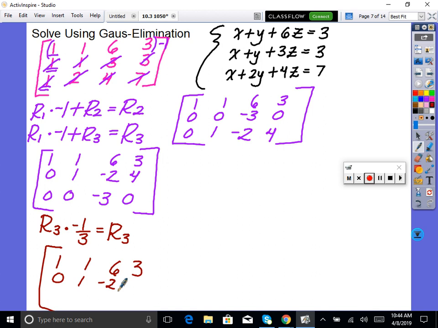0, 1, negative 2, 4. 0 times negative 1/3 is 0. 0 times negative 1/3 is 0. 1, 0. Great.